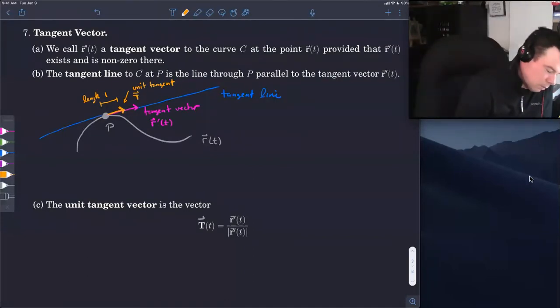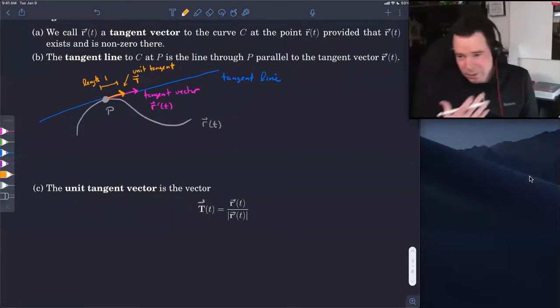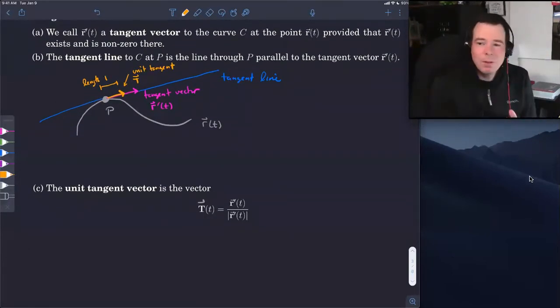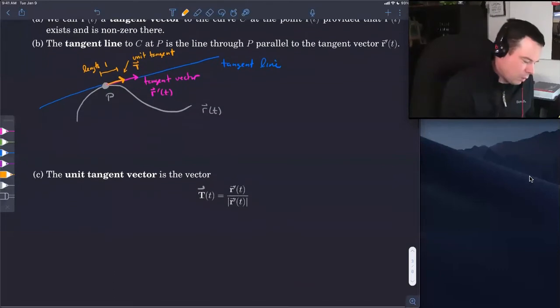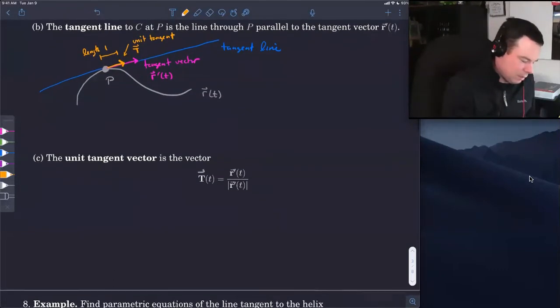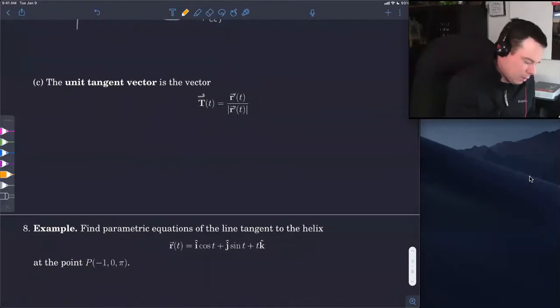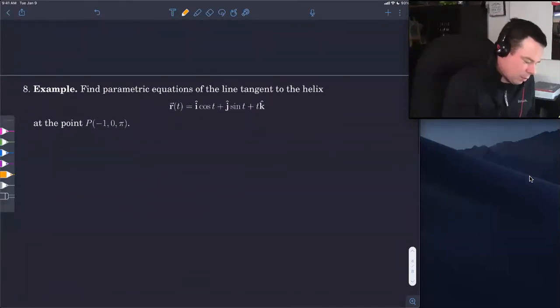Okay, so let's do an example. I feel like we get sort of the big picture here, but sometimes the details are lost. It's like, how do I do this in a particular case? What is it that I actually have to do to find a tangent vector or tangent line? So let's go ahead and do this example.